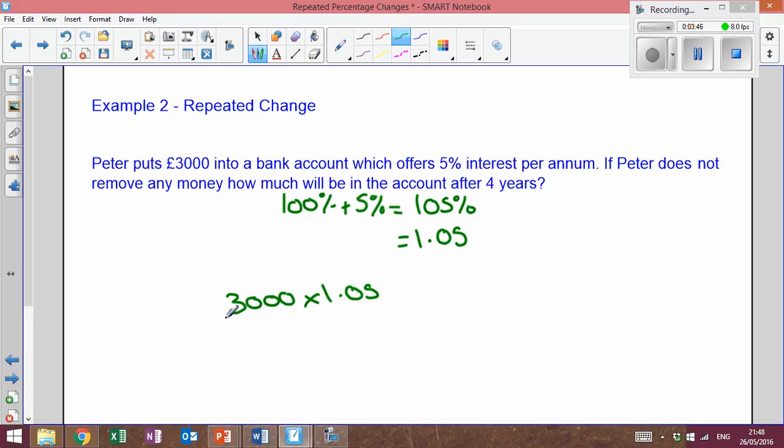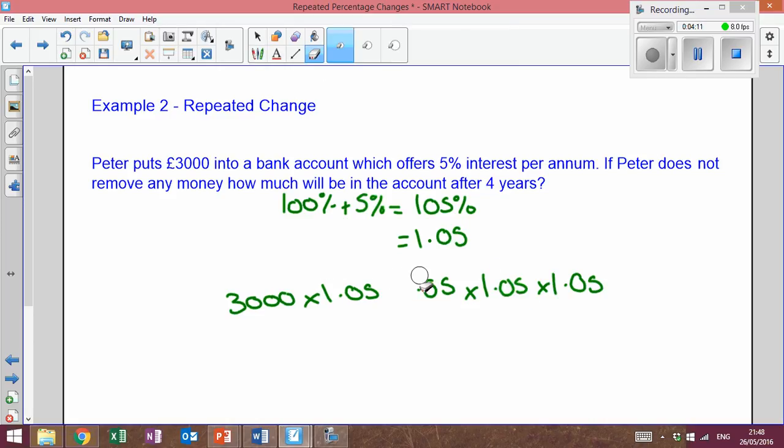So we could calculate that total. I don't really care what's in it after 1 year though, so I'm just going to keep that as is, and then I'm going to times that by 1.05. That gives me the second year, and then 1.05 again, and then 1.05 again. But in reality, I don't really need to do that. Because if I'm timesing something by itself 4 times, I don't need any of this nonsense.